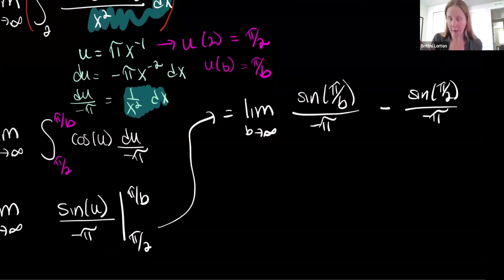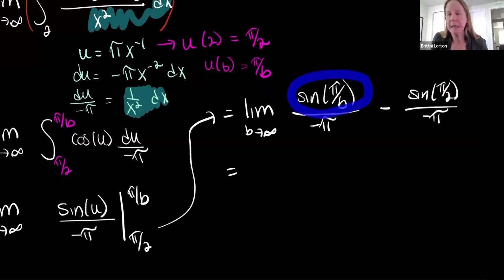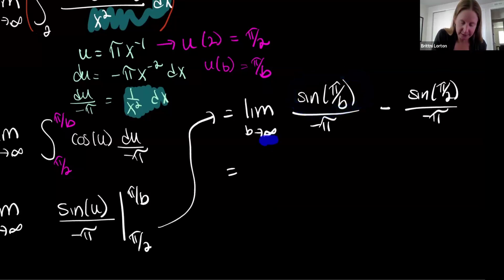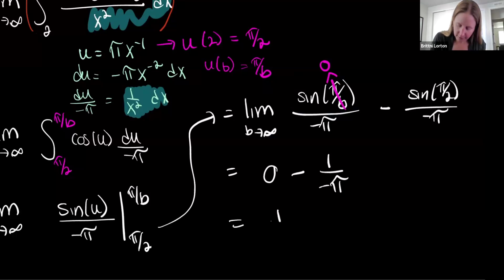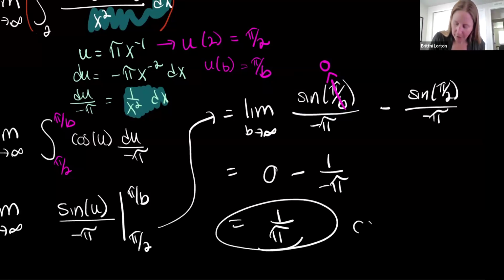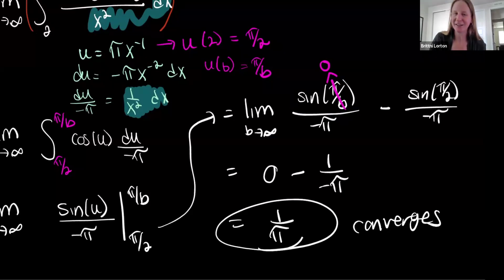Sine of pi over 2 is 1, so I can replace that. That'll be easy enough. And then sine of pi over b, I'm taking the limit as b approaches infinity. So inside that parentheses, that fraction pi over a really large number goes to 0, and then sine of 0 is just 0. And then minus 1 over negative pi, so I now have 1 over pi. This is another example of an improper integral that converges. Ta-da!